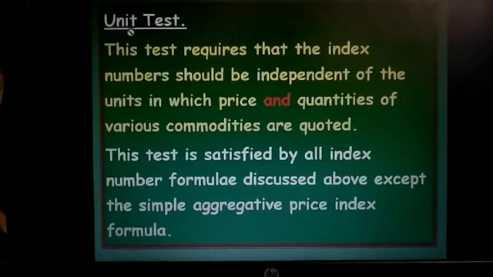Now according to the unit test, what should it satisfy? It should be independent of the units. But the simple aggregative price index number will be dependent on the unit, just because only prices are being considered, which will usually be written in terms of rupees. Only based on price when you are taking, it is certainly dependent on that particular unit.